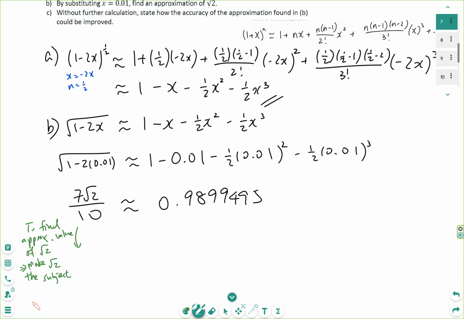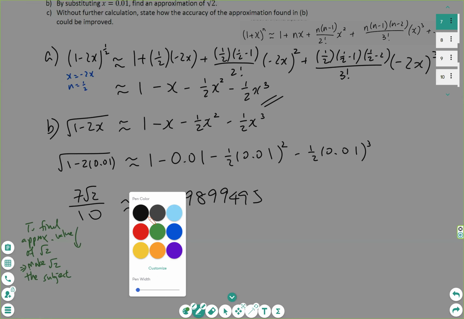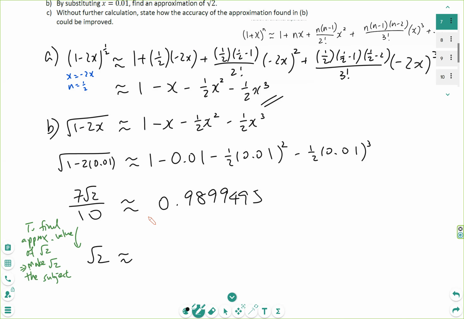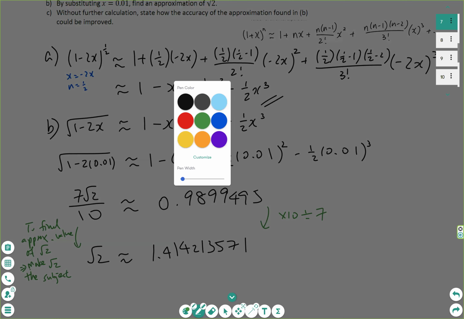Make root 2, it's not any better. But anyway, make root 2 the subject. So we times it by 10, divide by 7. So 0.9899495 times 10 divided by 7 is 1.414213571. So what we're doing here is we times 10 divided by 7, and that's the answer.